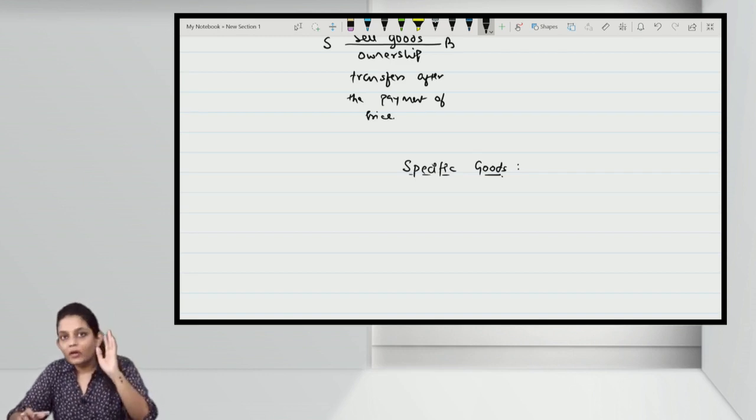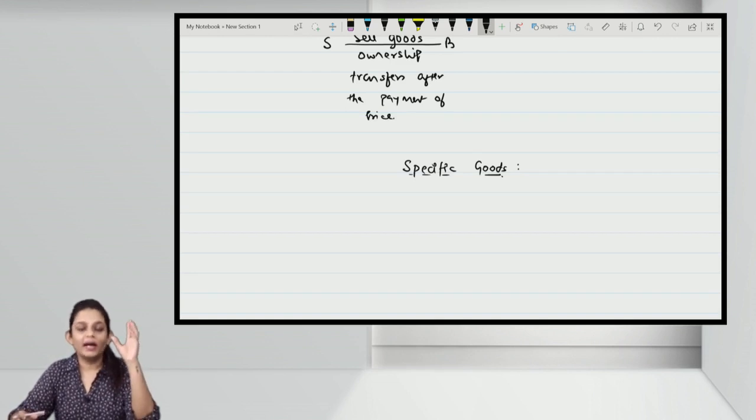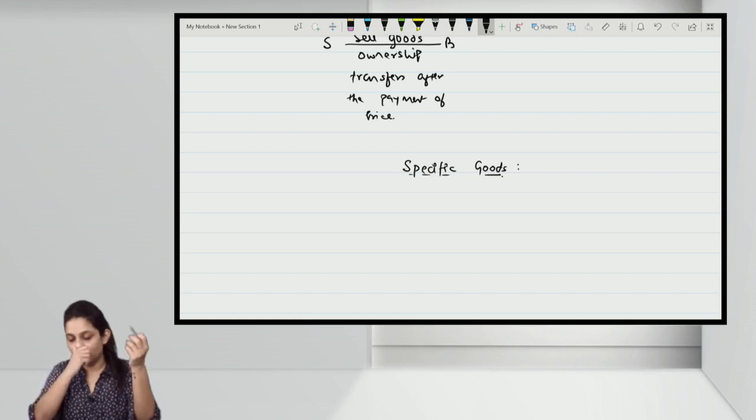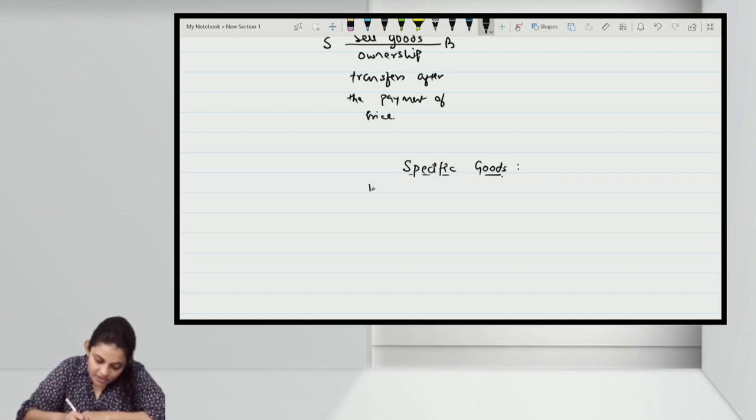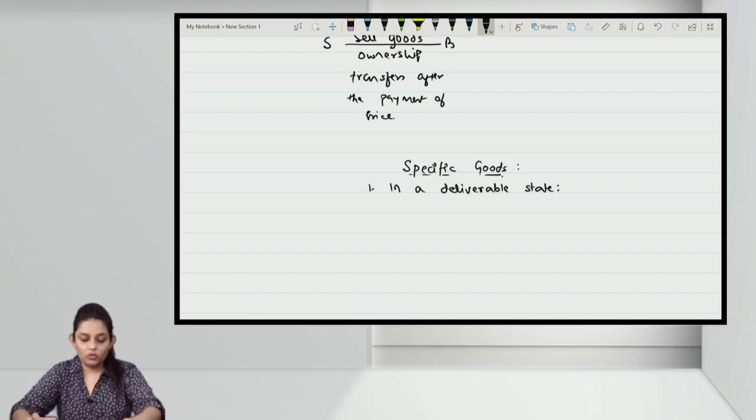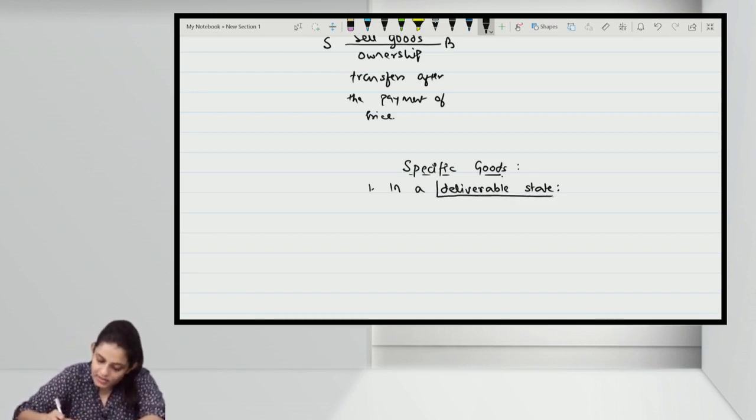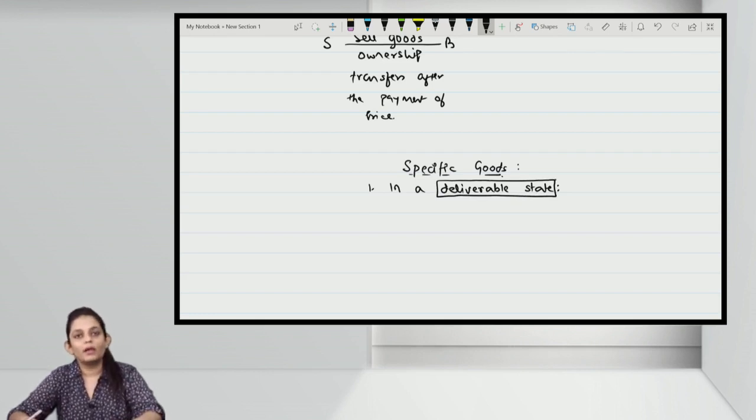Now, you already know what is specific goods, goods which have been identified and agreed upon, right? So, when I say I want this pen, what is it? Specific goods. Now, the first case for specific goods is if the specific goods are in a deliverable state. Let us understand what the word deliverable state means. What do we mean by the word deliverable state?